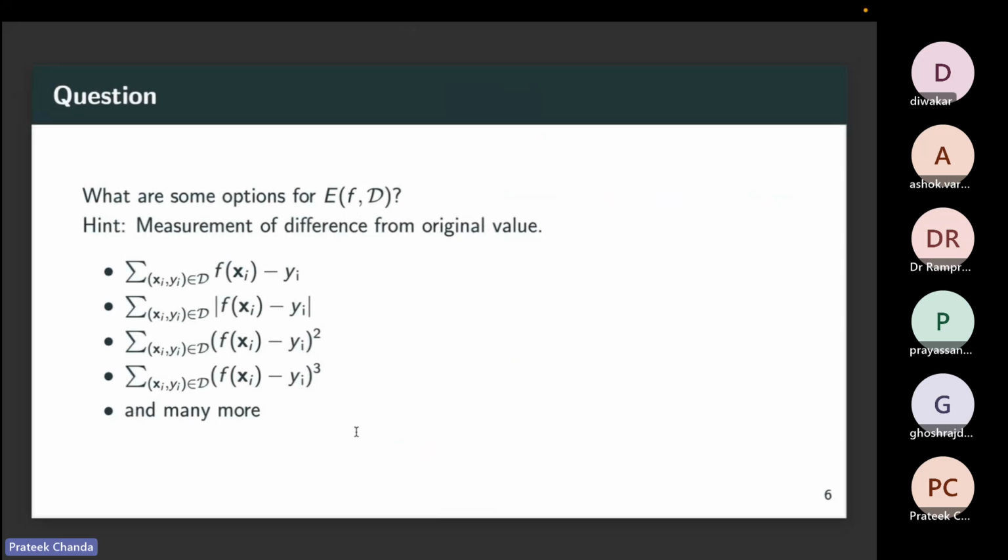There might be many more. All even powers of this difference can be a good estimate for curve fitting. All odd powers are not a good estimate. So that's the notion. It is actually quite a simple metric to give me a measurement of difference from the original value.